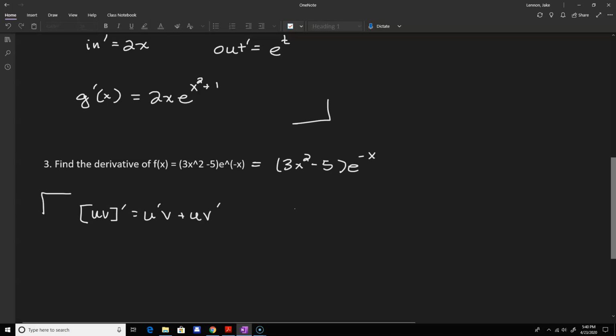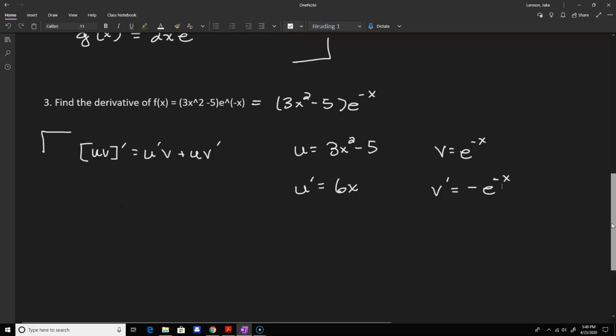So we want to pick u to be the first factor, which is 3x squared minus 5, and then v to be the second factor, which is e to the minus x. So u prime here is just the derivative of 3x squared minus 5, which is 6x. And v prime is the derivative of a continuous exponential. So remember, if you're taking the derivative of e to a constant times x, you just multiply in front by the constant, which in this case is the negative sign. And then it's e to the minus x again. So the derivative of e to the kx would be k e to the kx.